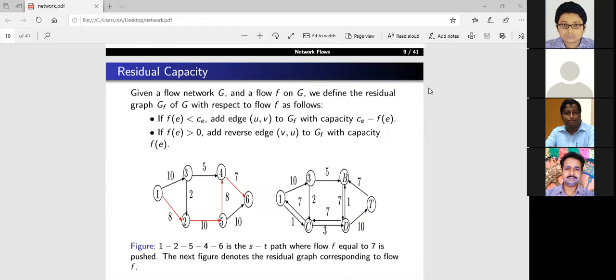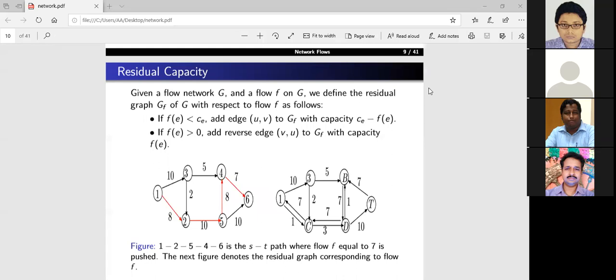So what we have is, again, let's look at the network on the left. This is the original network. Then we introduce a flow of value 7 along the path marked in red. So 1 to 2, 2 to 5, 5 to 4, and 4 to 6, with value 7. You see that the capacities along the path, every edge, have capacity at least 7 or more.